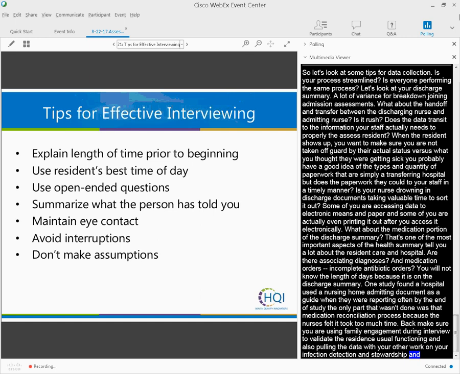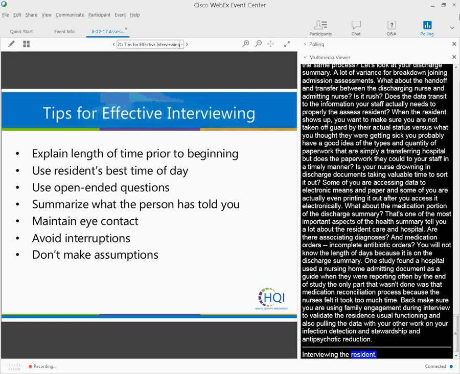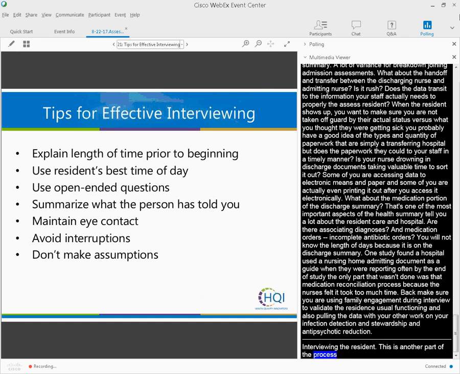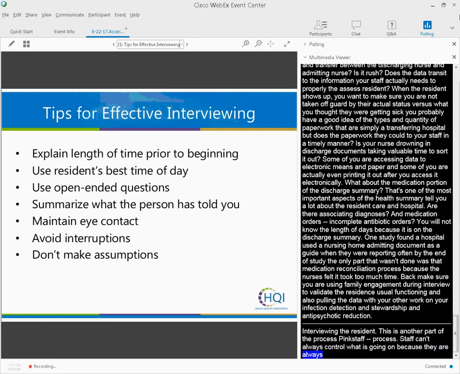So, interviewing a resident. This is another important part of the assessment process. Staff can't always control what's going on around them because they're constantly multitasking. But when it comes to assessing the resident, time spent here methodically will yield great results in care. And I know these points may seem common sense, but interview skills are a struggle for some, and it's not something that people know intuitively. So a lot of times they have to be taught or reviewed with.